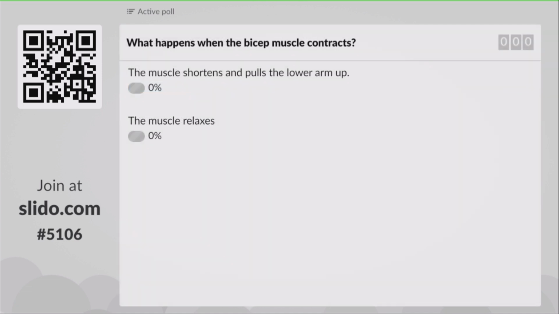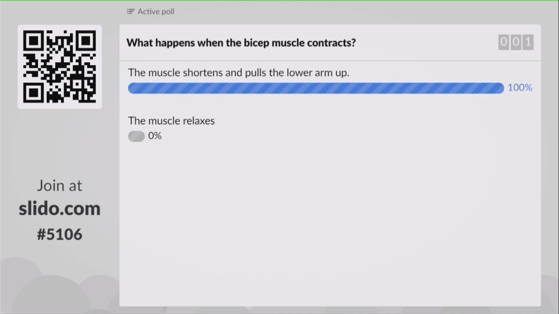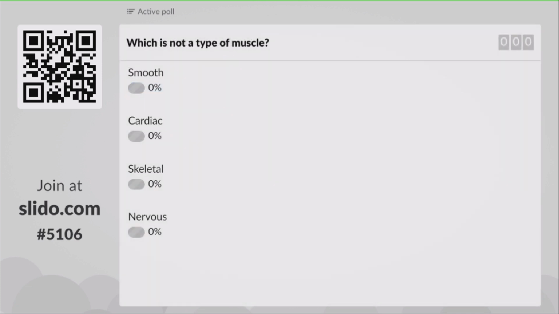Okay, let's look. What happens when the bicep muscle contracts? Think about when your bicep contracts, if you're trying to show off those muscles. Okay, good. I have people still answering. Awesome. The muscle shortens and pulls the lower arm up. Good job, y'all.